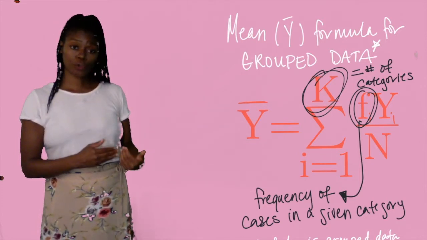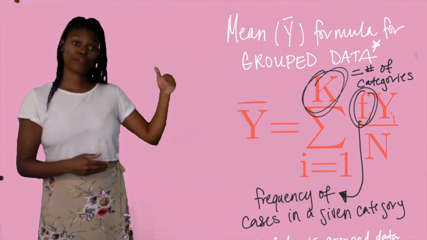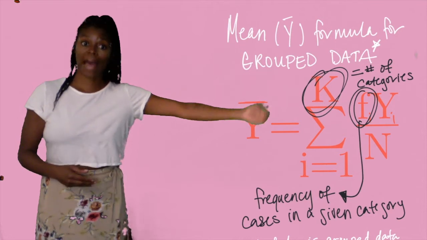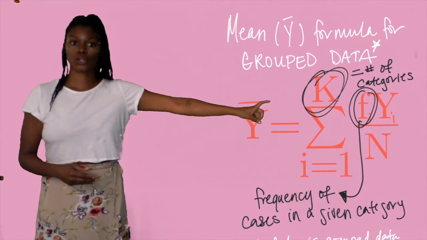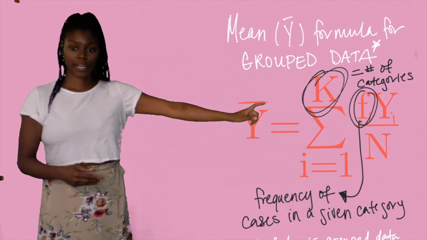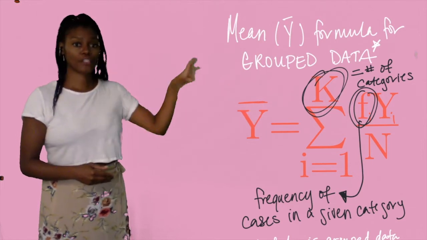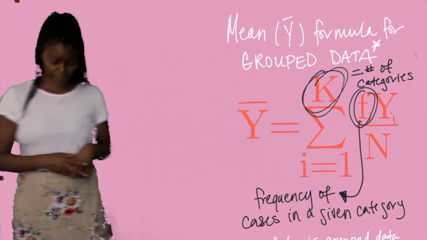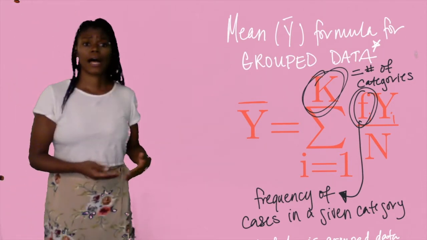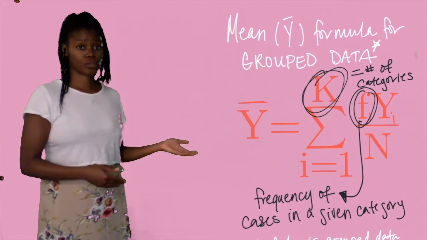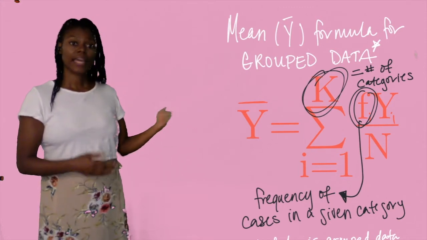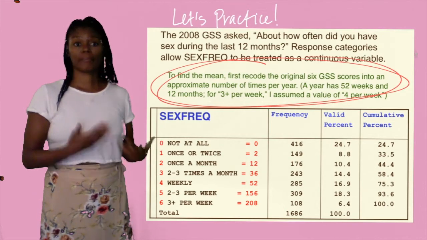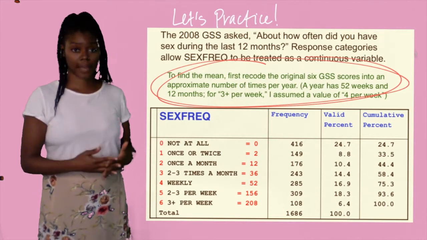Here, when you're dealing with groups data, you multiply the frequency in each category by the categorical value. That's what that y sub i turns into when we're dealing with groups data. And then we divide that total number by n. So here's an example. I pulled this variable from the General Social Survey 2008 data. It is the variable sex frequency. How often in the past year have you had sex?